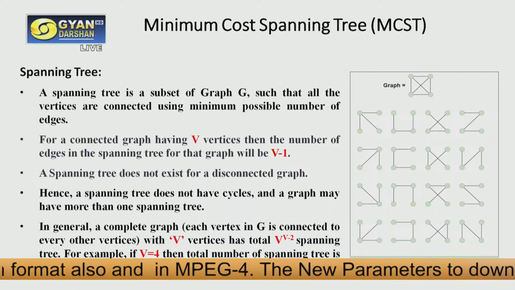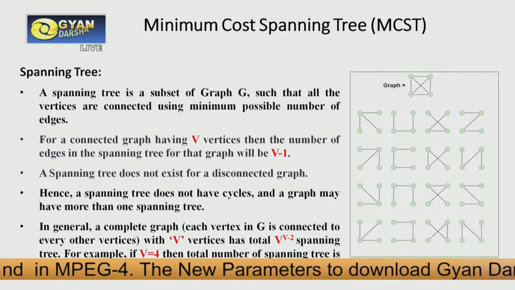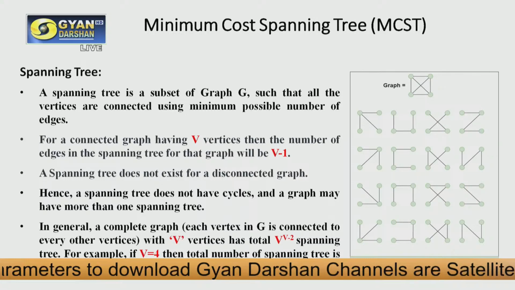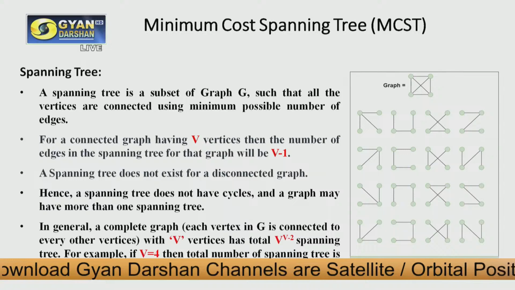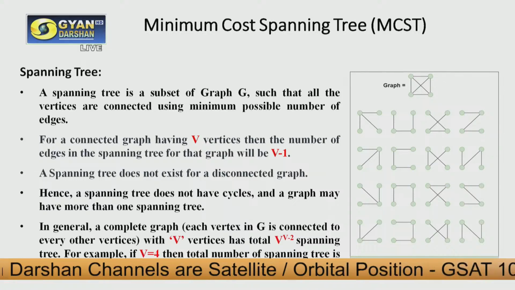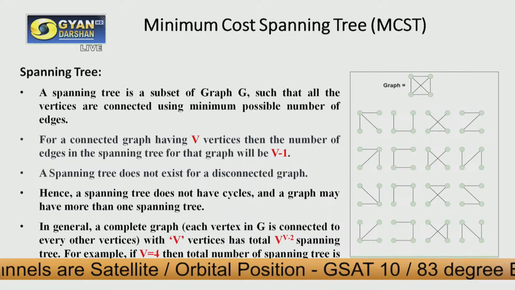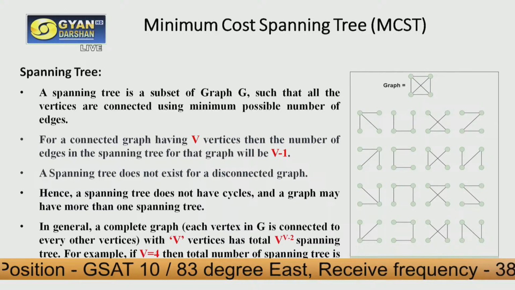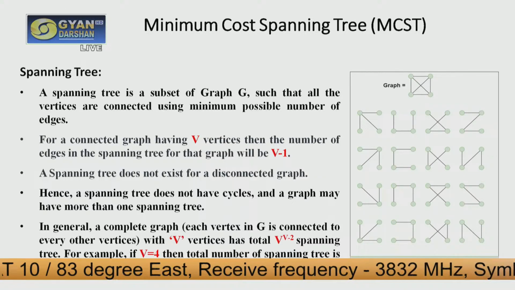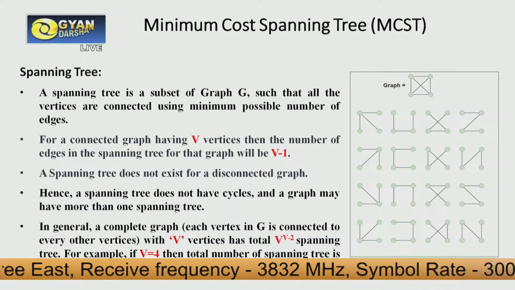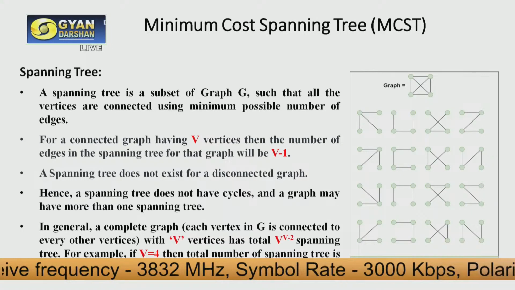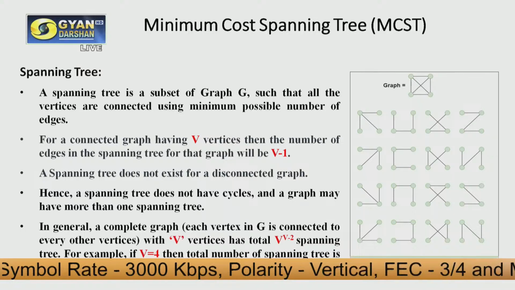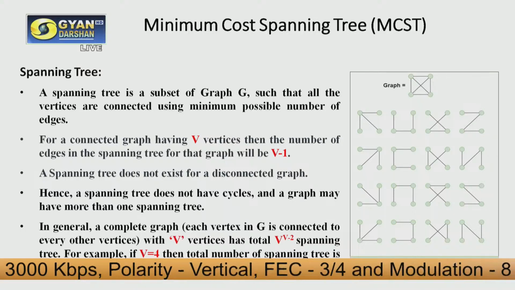If there is a graph whose vertices are not connected, then we cannot create a spanning tree for that graph. And because a spanning tree is a tree, as we know, a tree should not have a cycle. Also, a graph may have more than one possible spanning tree, depending on what combination of edges we consider for creating the spanning tree.